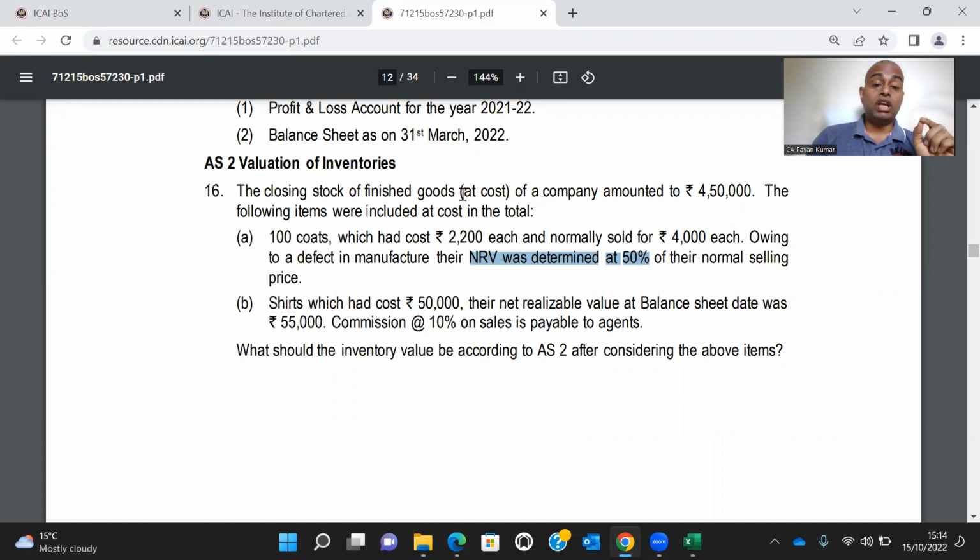But the company is following cost, so they might have included 2,200 in inventory. So now you tell me, do you think inventory is to be written down now or inventory is to be valued upwards? What is to be done? Do you think inventory is to be written down now? Yes, very good. Excellent. Okay, continue please.